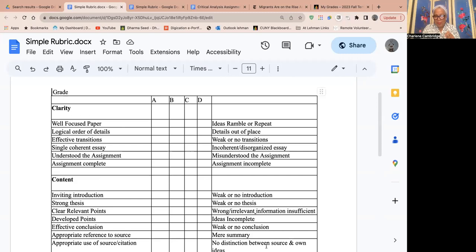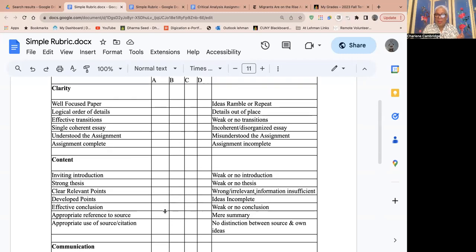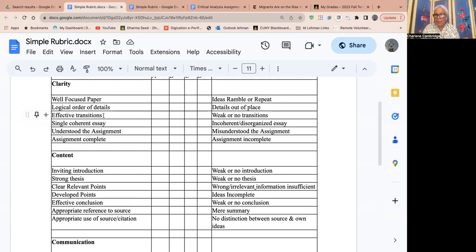Clarity is very important. So let's look at what I'm looking at for clarity. This is a well-focused paper. Or maybe the ideas ramble and repeat. You say the same thing over and over in several different places on the paper, but you never get to the point. There's a logical order of details. For instance, if you make a point and you're going to give me examples, there's a logical order of how you set up your paper. This has to do with outlining and the validity and strength of your thesis and your ideas.